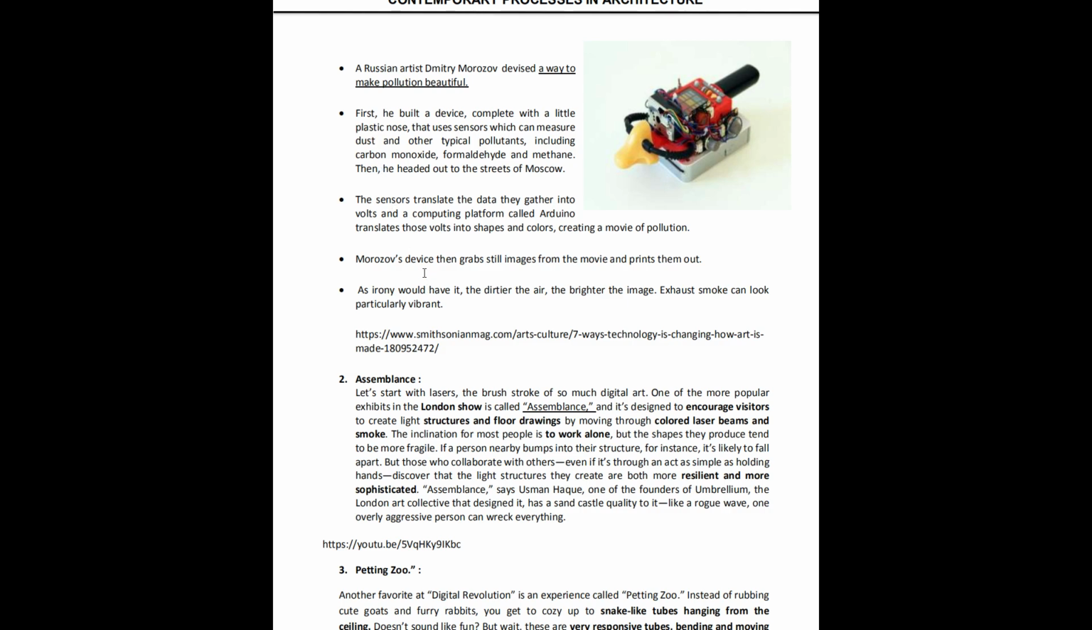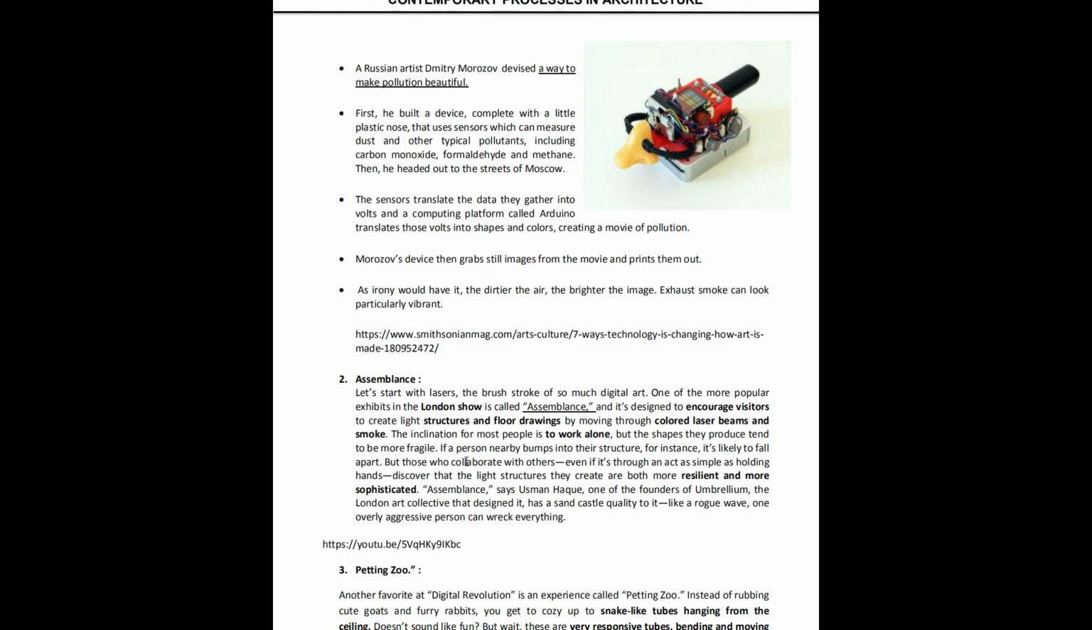This page is on the internet and explains seven ways technology is changing how art is made. Most of the things we are going to discuss today are on this one single page itself, so I can show you the others also. This is what the Russian artist Dmitry Morzov has devised, a way to make pollution beautiful. This particular piece was made by this person, and these are some of the very different technological and innovative art which we can experience.